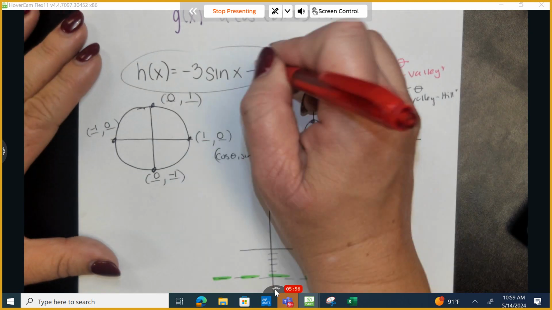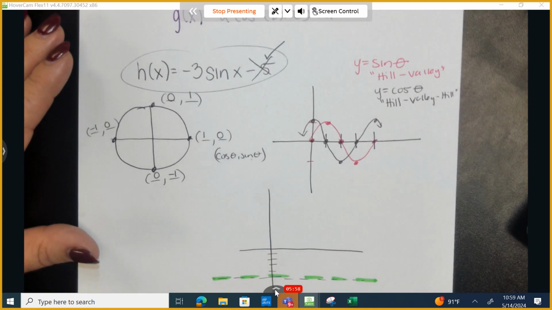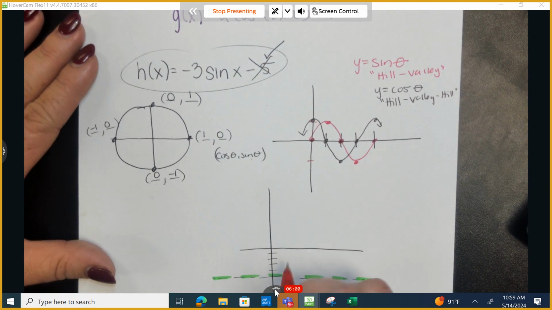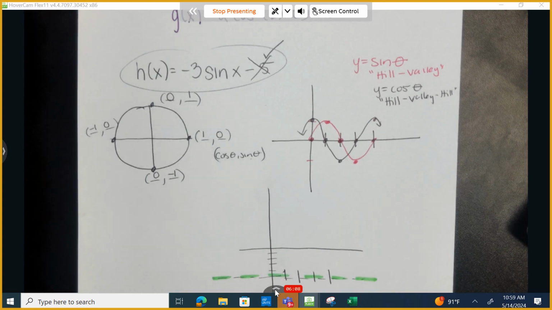Okay, we've got that done. Some people like to cross it off. There's no problems with that. Okay, and now we're going to make 4 lines because there's 4 steps with cosine, just like 4 steps with sine. 1, 2, 3, and 4.